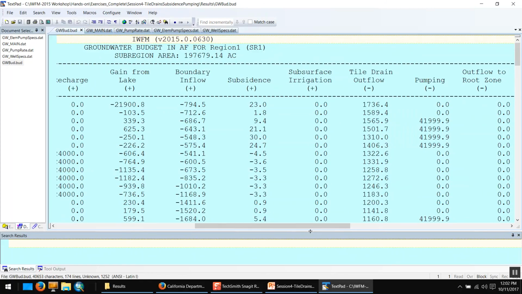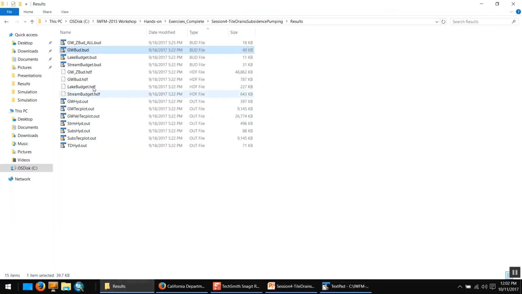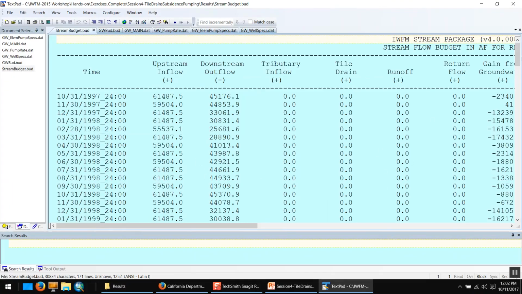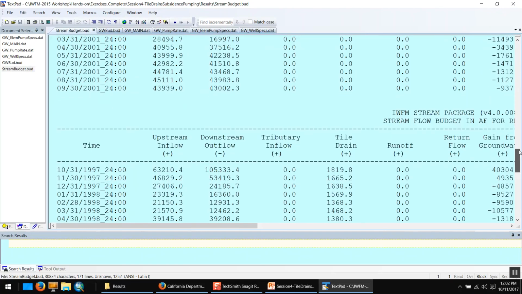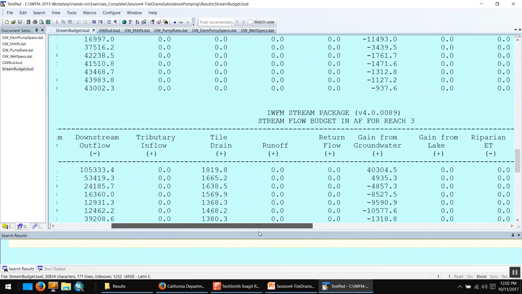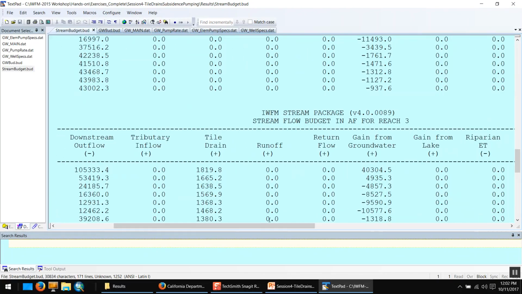And then we have the tile drain here now, and you will see that it has to be always a positive value, which is negative here. That means it's an outflow. All right, and you can see the same thing in the stream budget. If you look at the stream budget, I believe for Reach 3, let's go to Reach 3. There's the tile drain appearing now. So we are basically taking water from one system and putting it to another system.